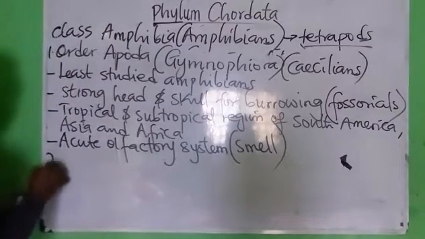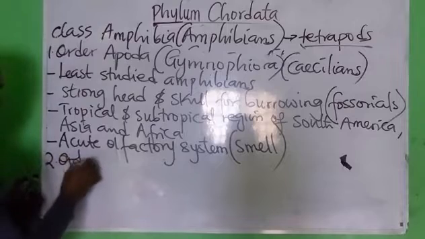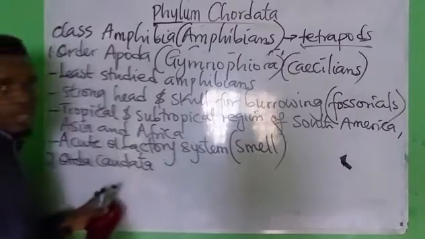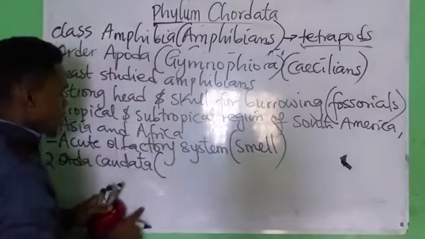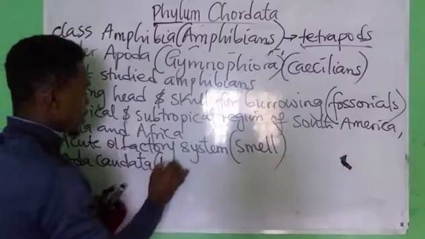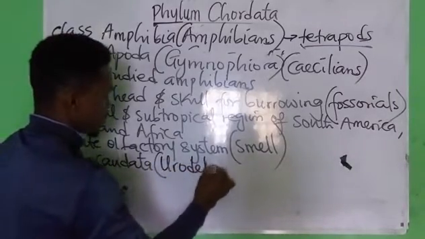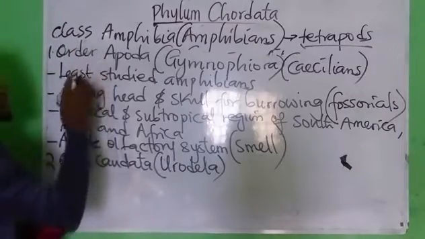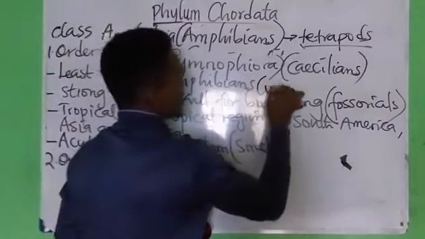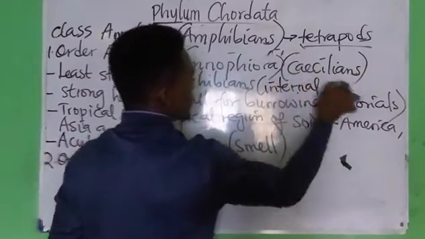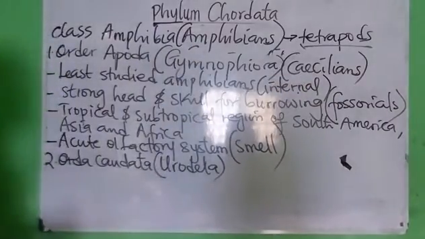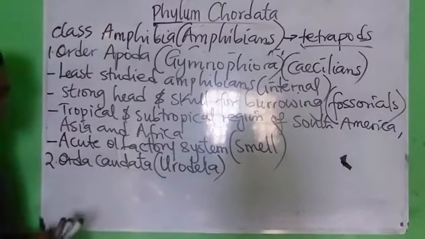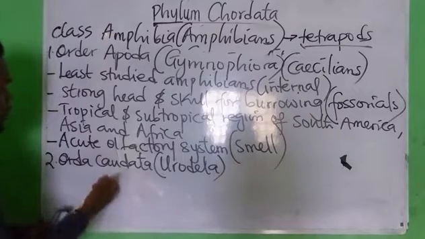We now have number 2. We also have order Chordata. If I don't call it order Chordata, I'll call it order Urodela. Order Urodela. Please take note that fertilization in the Sicilians is internal. Fertilization is internal. Now, order Chordata or Urodela, why are they called chordates? Or why do they belong to this order?